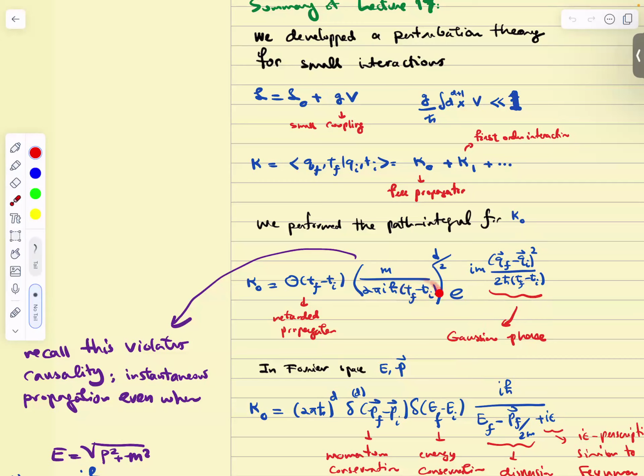This 1 over t to some power tells you what? It tells you that if this is a particle and these two points are such that delta t, tf minus ti, is arbitrarily small, there is still a non-zero amplitude for the particle to appear arbitrarily far away. There is no sense of a light cone. There shouldn't be. This is a non-relativistic particle, right?